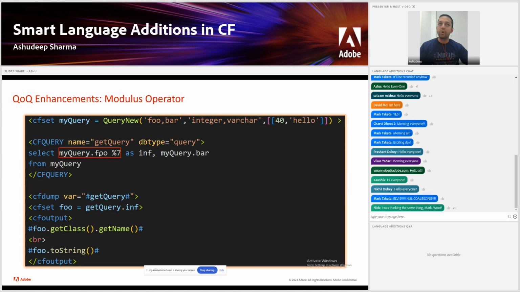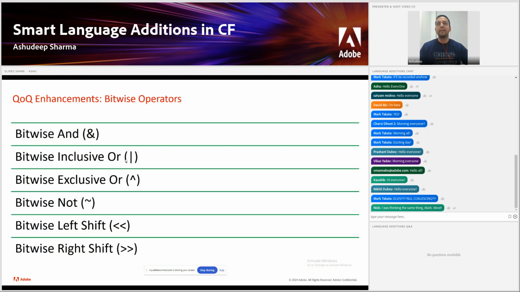We have also introduced the modulus operator. We had addition, subtraction, multiplication, and some other operators, but modulus functionality was one of the things that was lagging and which is almost there in every database. So we implemented that. Basically you can apply the modulus operator on any column, store the result somewhere, and print the result.